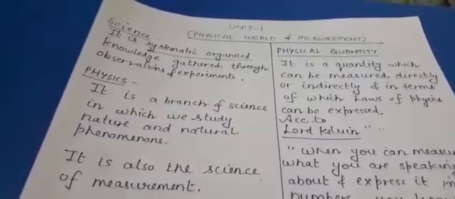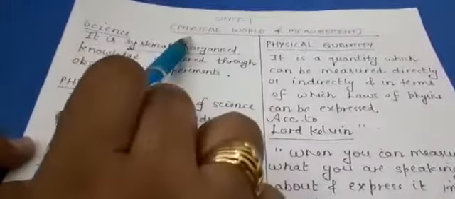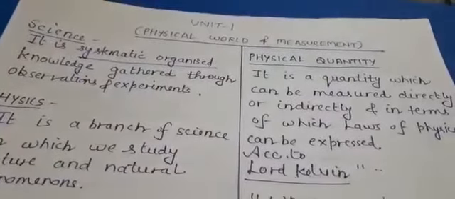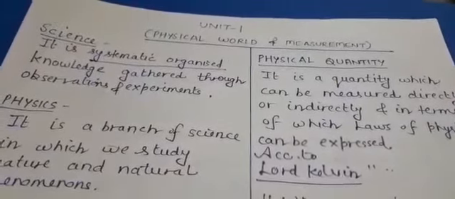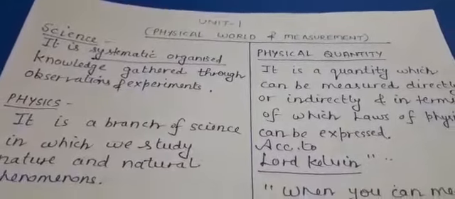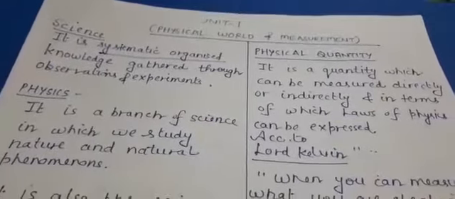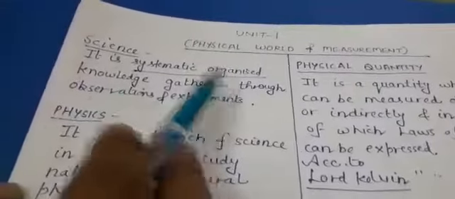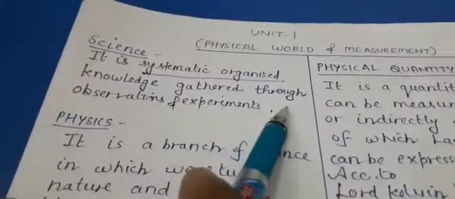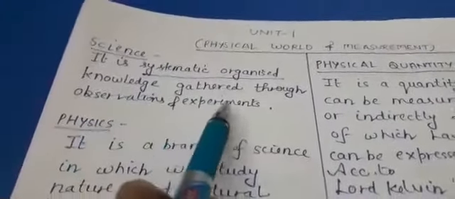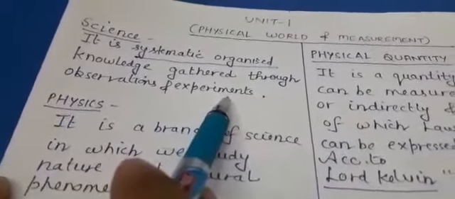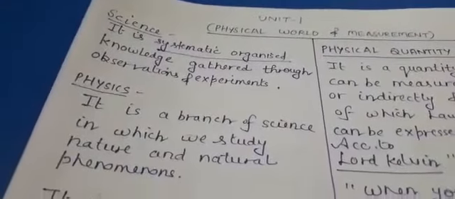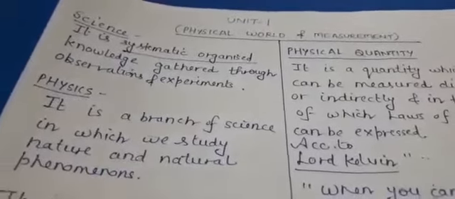So here you can see your first unit is Unit 1, that is physical world and measurement. When we are studying this unit, first of all I would like to share what science is. Physics, obviously, is a branch of science. See, it is systematic, organized knowledge gathered through observation and experiments. Let me make it more simple. How do we get organized knowledge through observation and experiments?